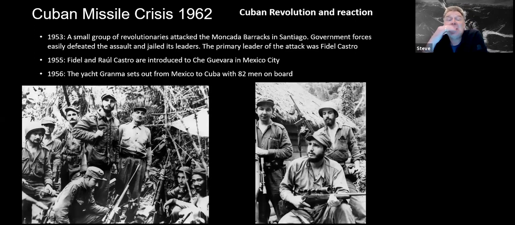Then in 1953, a small group of revolutionaries attacked the Moncada barracks in Santiago. One of the leaders was Fidel Castro. It was a bit of a farce and they were easily defeated. And Castro ended up in exile in Mexico. And then he and his brother Raul were introduced to Che Guevara, and they began getting together a group which eventually set out for Cuba with 82 men. That's how they started off, with just 82 people.